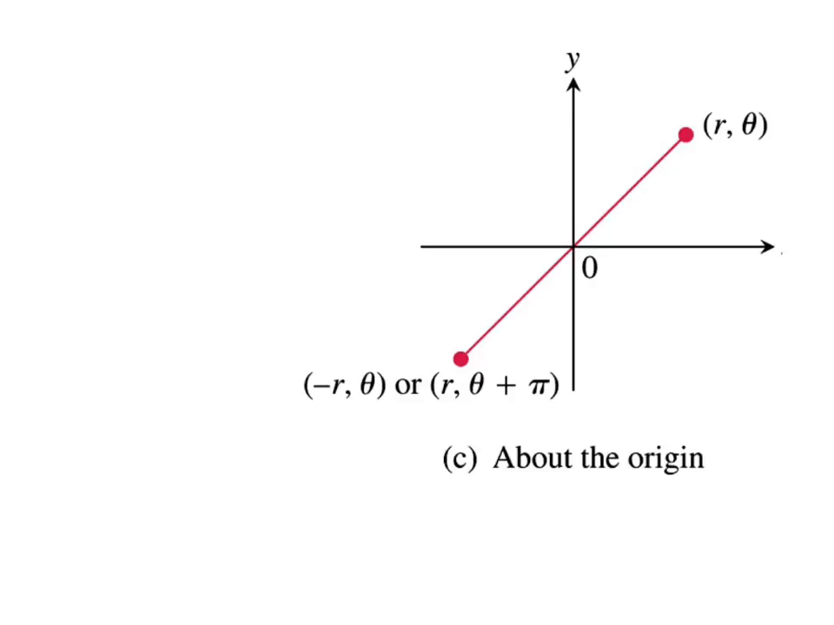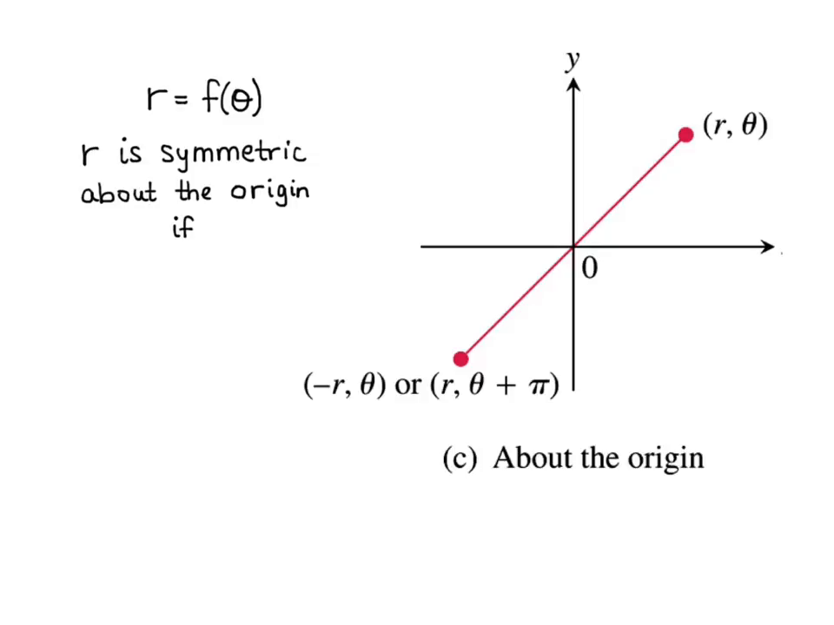that if you have the point (r, θ) in quadrant 1, then the point (−r, θ) would be in quadrant 3, or that's the same as saying (r, θ + π) in quadrant 3. So if r = f(θ), then r is symmetric about the origin if f(θ + π) = r. So that will be our algebraic test for symmetry about the origin.